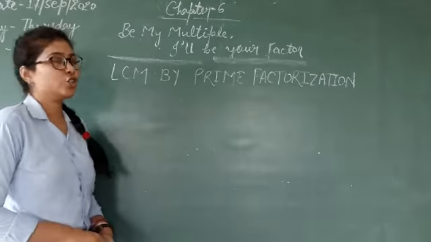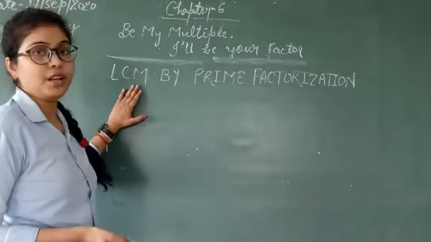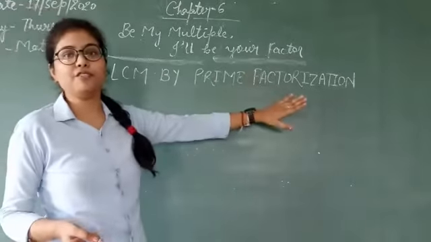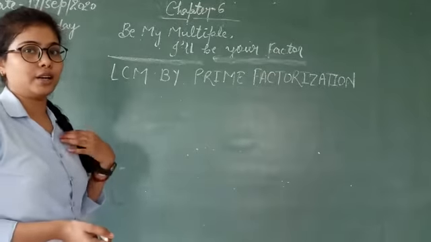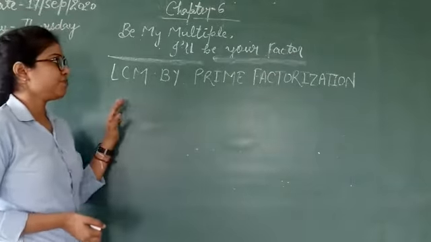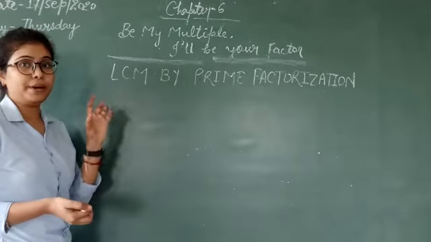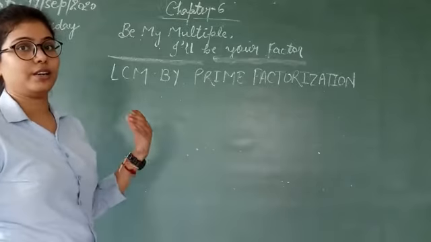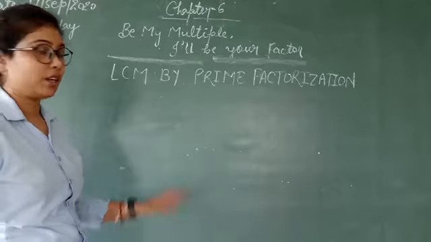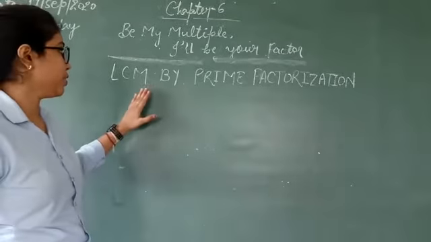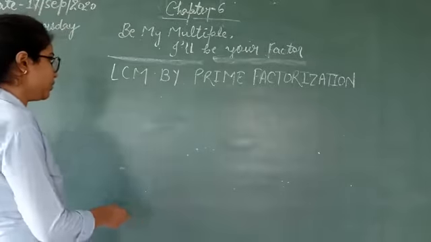Hello students, today we are going to study a new method of LCM, by prime factorization. One method you have already done in online classes, known as LCM by common multiples, in which we find the LCM by taking the common multiples of the given numbers. Today we are going to find the LCM by the prime factorization method. So let's start with an example.